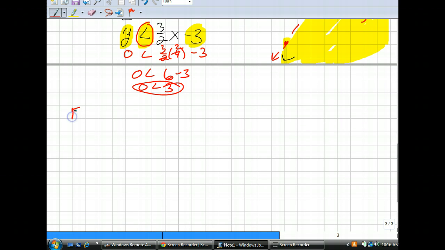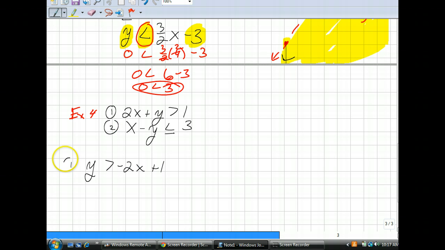Example 4. In a system, we just do each line. So let's see, we have 2x plus y is greater than 1, and x minus y is less than or equal to 3. So now we're going to put each inequality in graphing form. So inequality 1 in graphing form would be y greater than -2x plus 1.